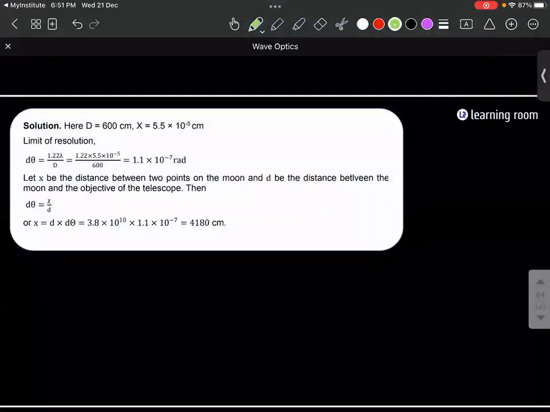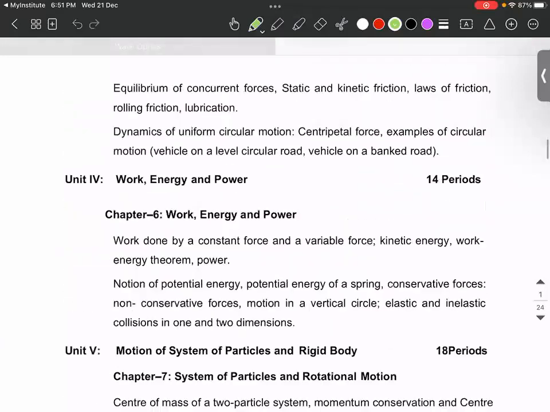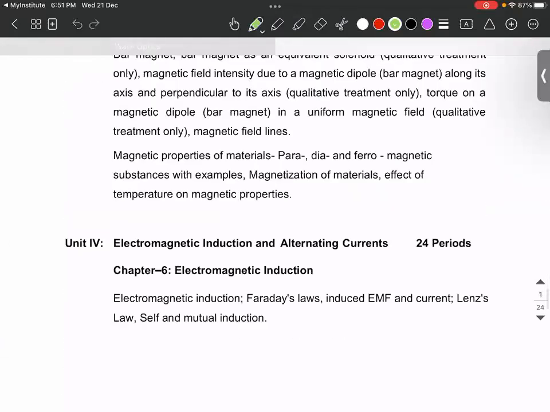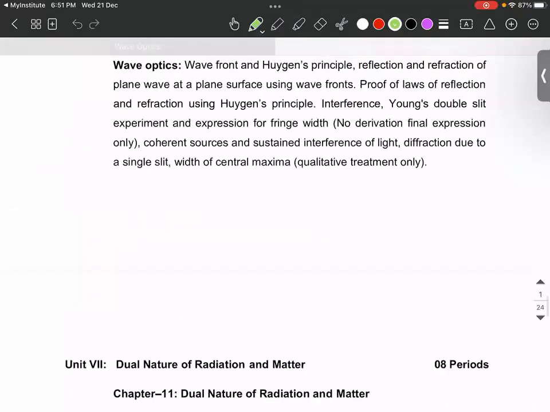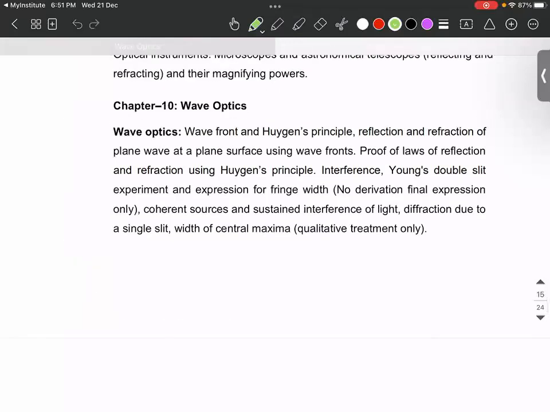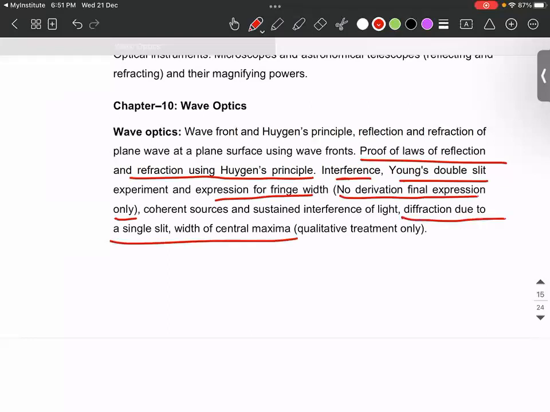Sir, can you come again? I've opened the syllabus. Proof of law of reflection and refraction using Huygens principle. Interference. Young's double slit experiment and expression for fringe width. No derivation. They have told no derivation. And final thing: diffraction due to a single slit, width of central maximum. I don't know what their qualitative treatment is.